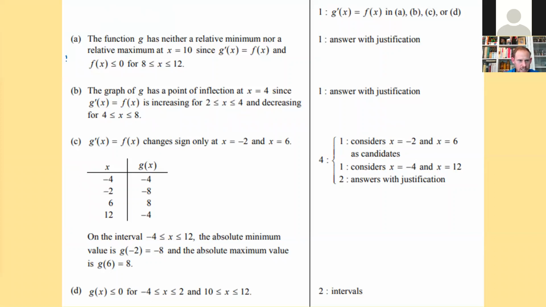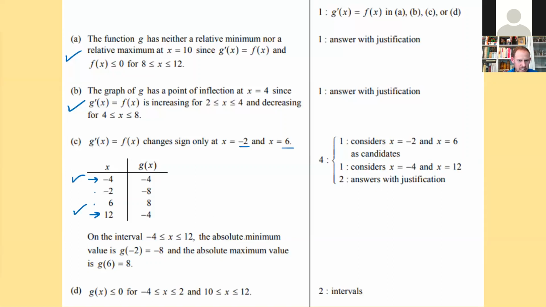So answer with justification, 1 point there. Answer with justification, 4 points here. Let's see. G prime equals f. It changes sign at -2 and 6. So we didn't actually need to check all those other ones. We just needed the endpoints and where it changed sign, not just where it equaled 0. But we had all those, so we considered those two and we considered those two. So that's 2 points for that.